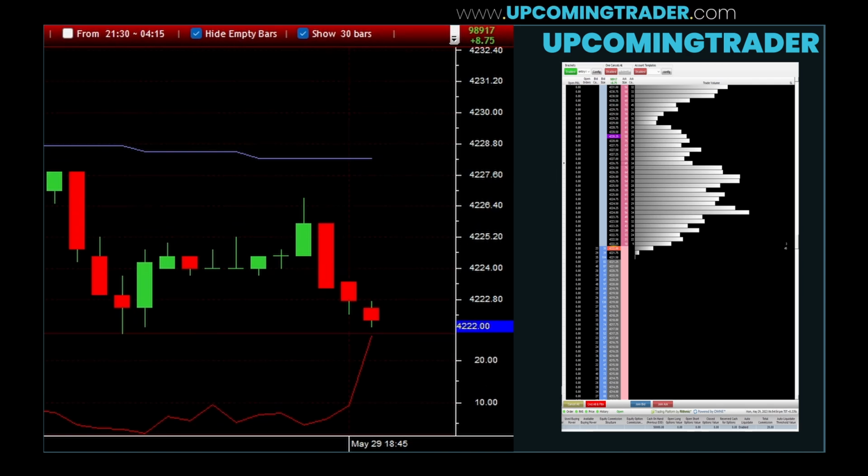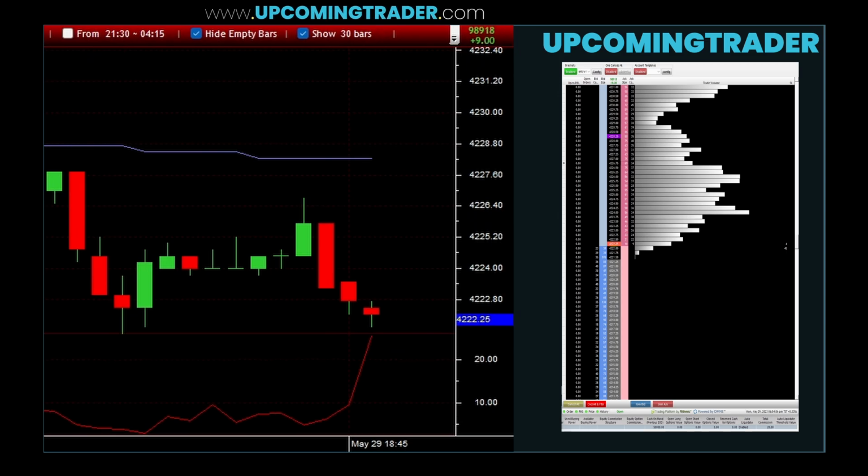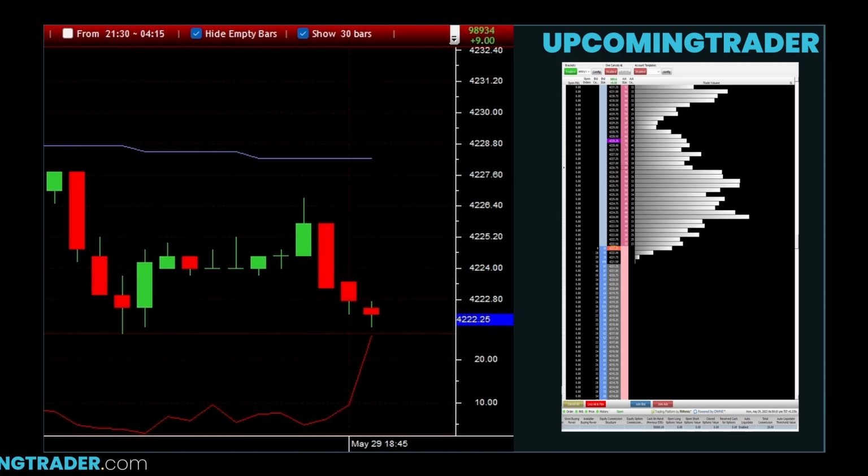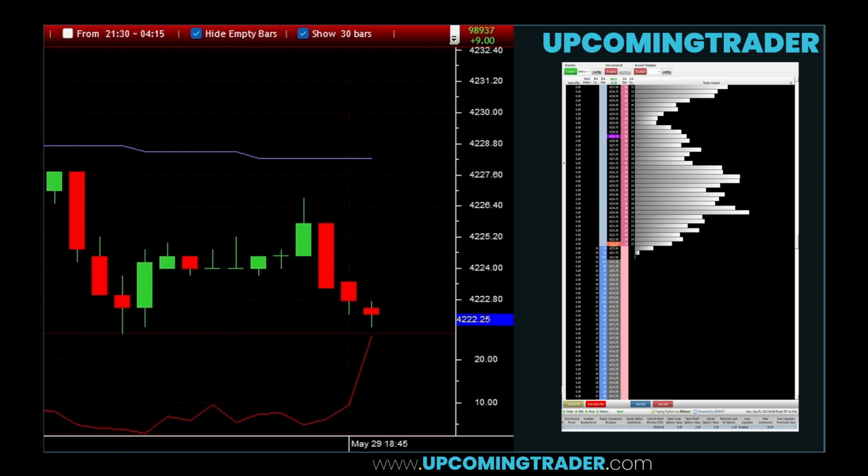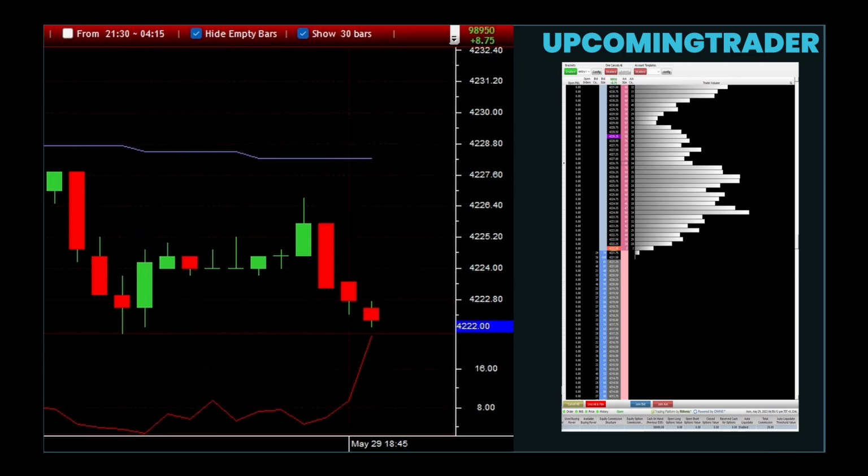Engulfing patterns are also important to know. A bullish engulfing pattern happens when a small red candle is followed by a larger green candle that completely engulfs the previous one. This usually means that the price is about to reverse to the upside, and it can be a strong signal to buy.